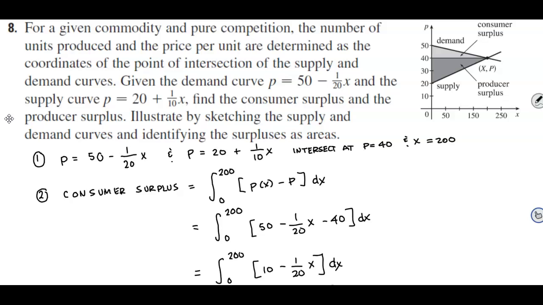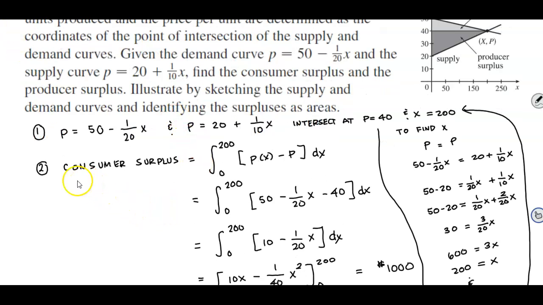And then we're going to illustrate by sketching the supply and demand curves and identifying the surpluses as areas. So for the first part, we have two equations. We have P, which is equal to 50 minus 1/20 x, which is the demand curve. And then we have the supply curve, which is P is equal to 20 plus 1/10 x.